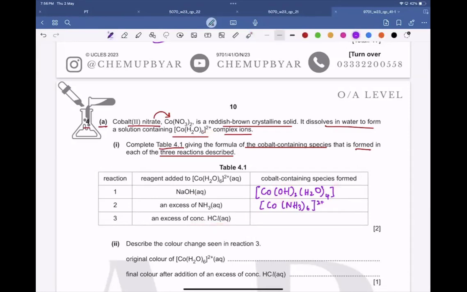An excess of concentrated hydrochloric acid. The size of a chloride is big. So we will get CoCl4, only 4 chloride ions bond as ligands in the complex, and the charge would be 2 negative. Is this clear to all of you?